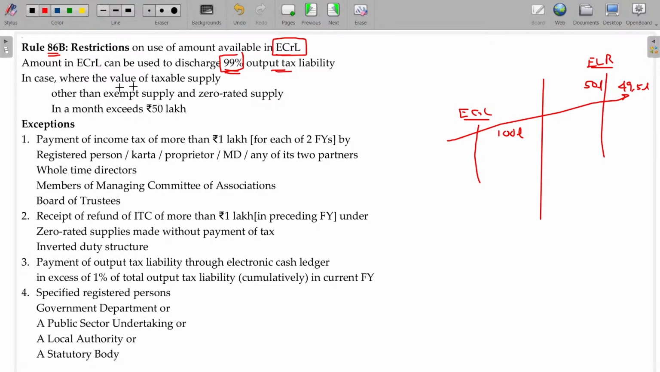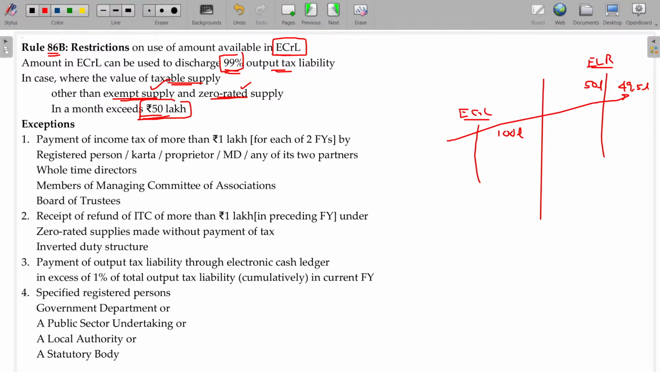The amount of electronic credit ledger can be used to discharge 99% of the output tax liability, in case where the value of the taxable supply other than exempt supply or zero rated supply in a month exceeds 50 lakhs. Provided in a month their exempted supply and zero rated supply exceeds 50 lakhs.